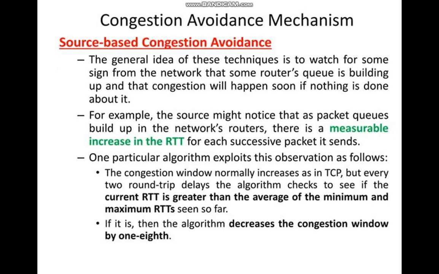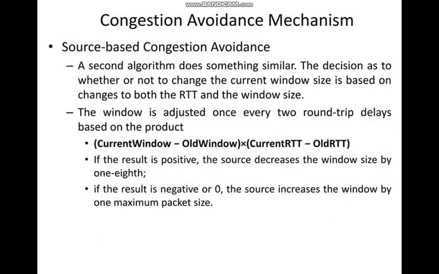The congestion window normally increases as in TCP, but every 2 round-trip delays the algorithm checks if the current RTT is greater than the average of the minimum and maximum RTTs. In source-based congestion avoidance, we follow the window adjustment once every 2 round-trip delays, computing the current window minus the old window, times the current RTT minus the old RTT. If the result is positive, the source decreases the window size by 1/8. If the result is negative or 0, the source increases the window by 1 maximum packet size.